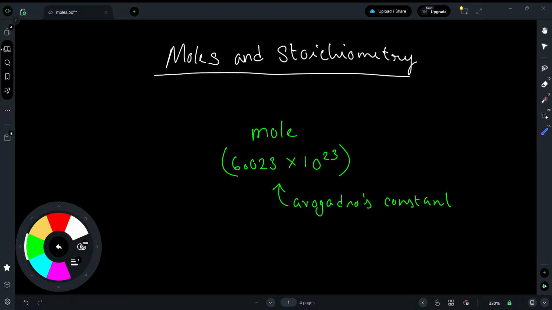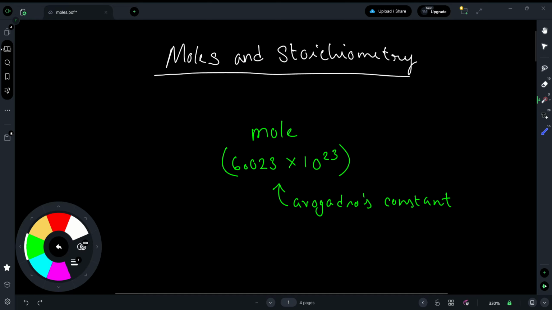So what's so vital and what's so special about this particular number that you have here? Why do we use this 6.02 × 10^23? Why do we use this particular number for almost all of our calculations in stoichiometry and moles?